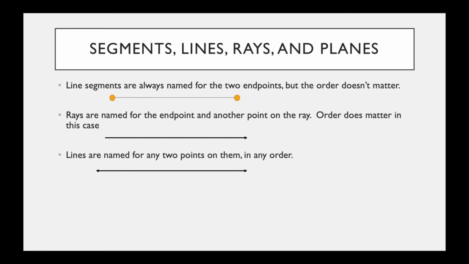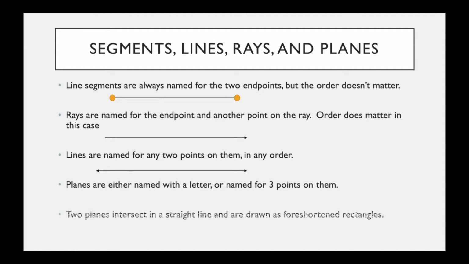Lines are named for any 2 points on them in any order. However, it can be any 2 points on them. So for example, you could have a line with points A, B, C, D, E on it, and that line could be called line AB, AC, AD, AE, or reverse the order. It doesn't matter. Planes are either named with a letter, and that letter will be on the flat surface without any dot next to it, or for 3 points that are on the plane.